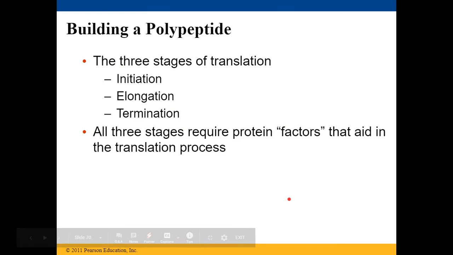In building a polypeptide, there are 3 stages of translation. These are going to be very similar to the stages of transcription: initiation, elongation, and termination. All 3 stages require protein factors that lead the translation process.